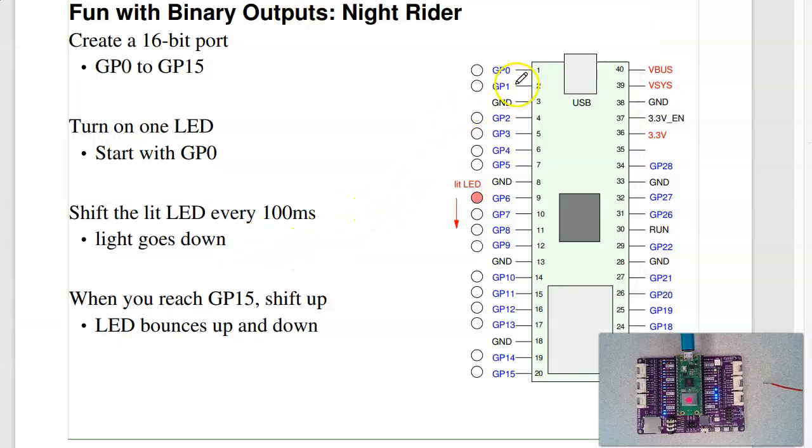I'm going to define a port to be GP0 through GP15, have the binary output, write a number to it. I'll have the number just be a power of 2. So here's 1, 2, 4, 8, 16. Based upon the number, it would be which light is turned on. Take that number, shift it right to go down, shift it left to go up. That's times 2, divide by 2.